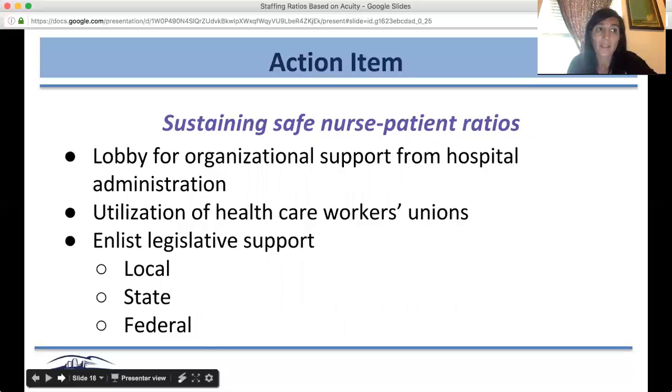The ANA and its constituent and state nurses associations in the states are promoting legislation to hold hospitals accountable for the development and implementation of valid, reliable, unit-by-unit staffing plans. The ANA encourages nurses to get involved and urge Congress to support safe staffing by contacting local representatives.